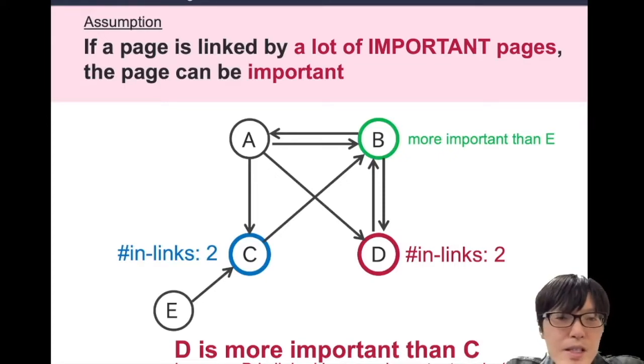Here page C has 2 in-links, and page D has 2 in-links, but page D is linked by the more important page B than page E. And so we consider that page D is more important than page C. This is the basic concept of PageRank.